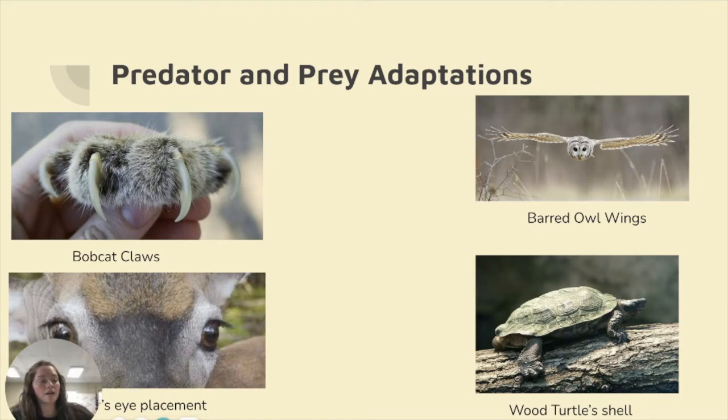And now our final example of an adaptation that will help these predators and prey is camouflage. As you can see, this turtle has a shell that looks quite similar to the wood on the log on which it sits. This wood turtle is using its own body to help it blend in with its habitat, which helps it hide from its predators.